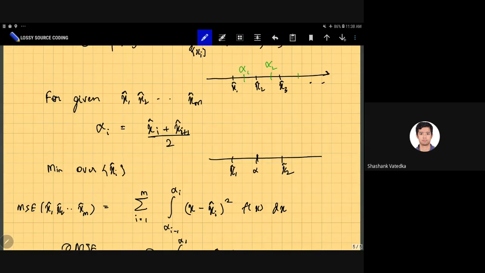Regarding Anuradha's question, the x hats are known to the decompressor. So you choose fx, right? Given an fx, you first design the quantizer and the decompressor. So you design x hat and alpha, and these are given to both the quantizer and the decompressor. The decompressor does not really need to know alpha, because it's only the compressor which has to know alpha. That is going to be the one which is going to do quantization. The decompressor only needs to know what the x hats are.